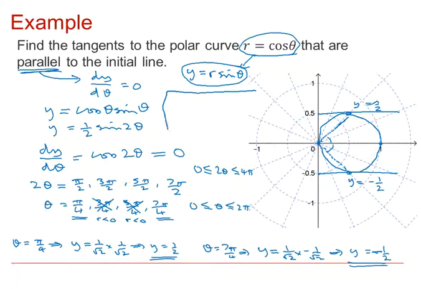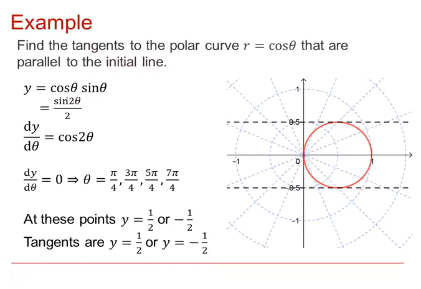Just a little aside before we move on, if we were going to look at the tangents perpendicular to the initial line, so we want dx by d theta to be 0, and we know that x equals r cos theta, so x would be cos squared theta, and if we set that to 0, we would find we got theta is 0 and theta is pi by 2, and that would give us x is 1 or x is 0. So they would be the tangents perpendicular to the initial line.